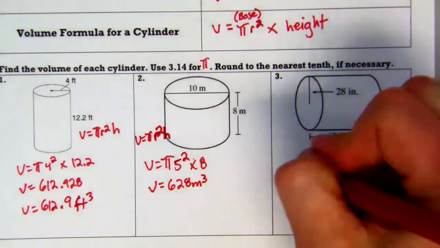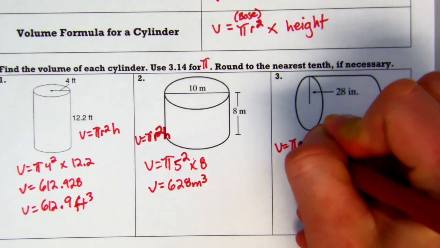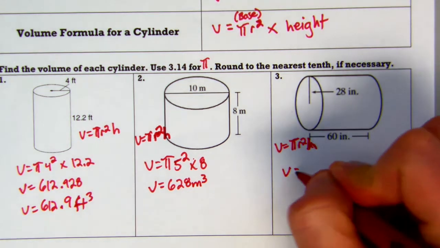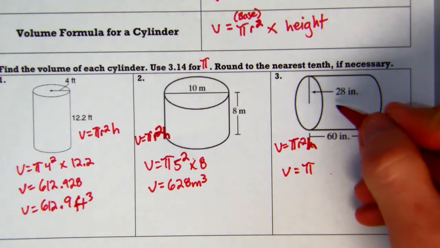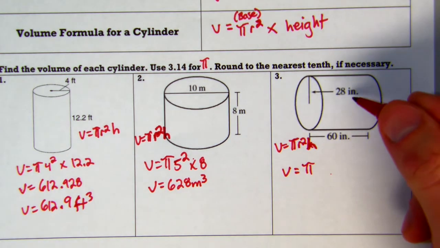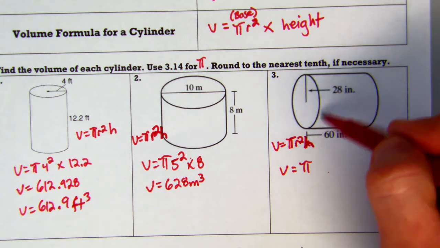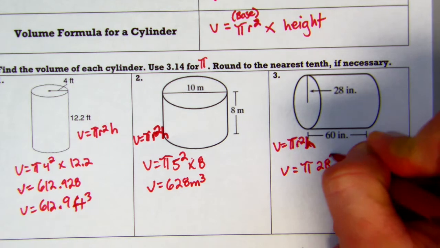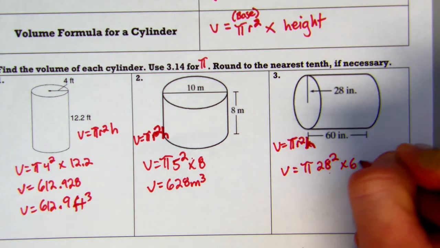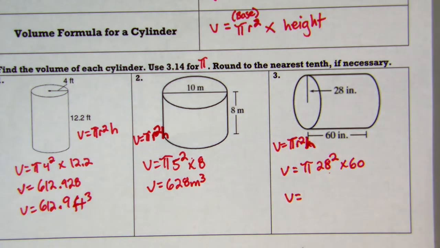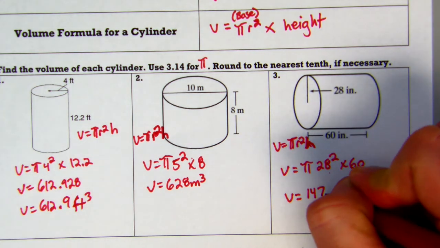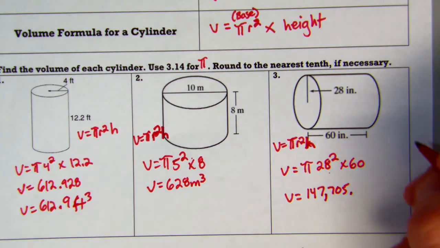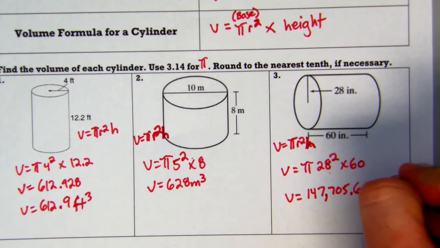Right, number 3. Again, volume equals pi r squared times your height. So volume is equal to pi, and for this one, you notice how it is turned on its side. We still need to look at the circle as our base. So the radius is 28 inches, so 28 squared times our height of 60. So our volume is equal to 147,705.6 inches cubed.